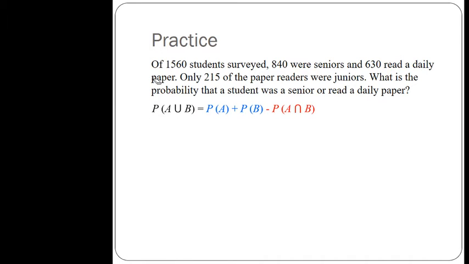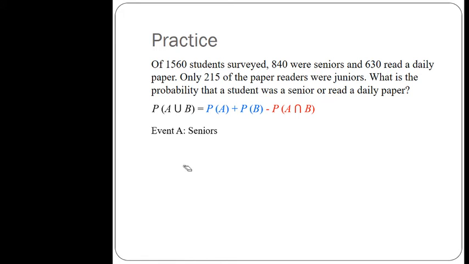Well, let's read it. We've surveyed 1,560 students. 840 were seniors, and 630 read a daily paper. Only 215 of the paper readers were juniors. What is the probability that a student was a senior or read a daily paper? We know they're inclusive events right away because it is possible to pick a single person who is both a senior and reads the paper.